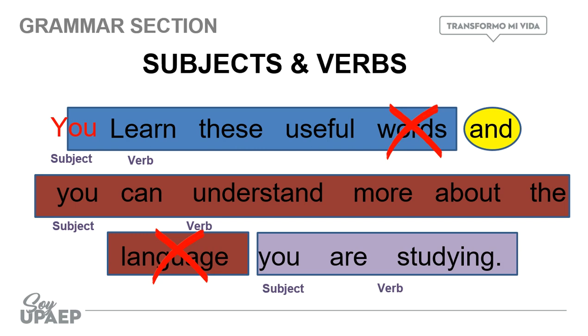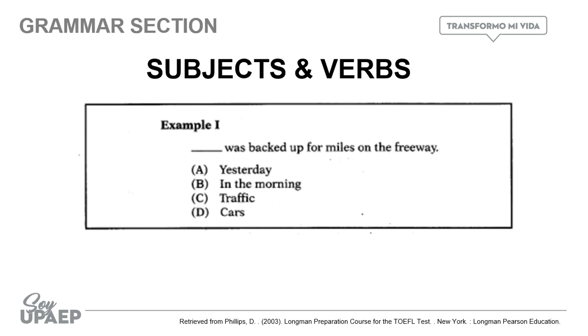Okay, so it is very important that every single time that you analyze a new sentence, you identify the subject and the verb. If a sentence, I repeat, doesn't have a subject, the sentence is incorrect, and you will have to find an option that contains a subject. If the sentence doesn't have a verb, the sentence is incorrect, and you will have to find an option that has a verb. Okay, so let's do some practice.